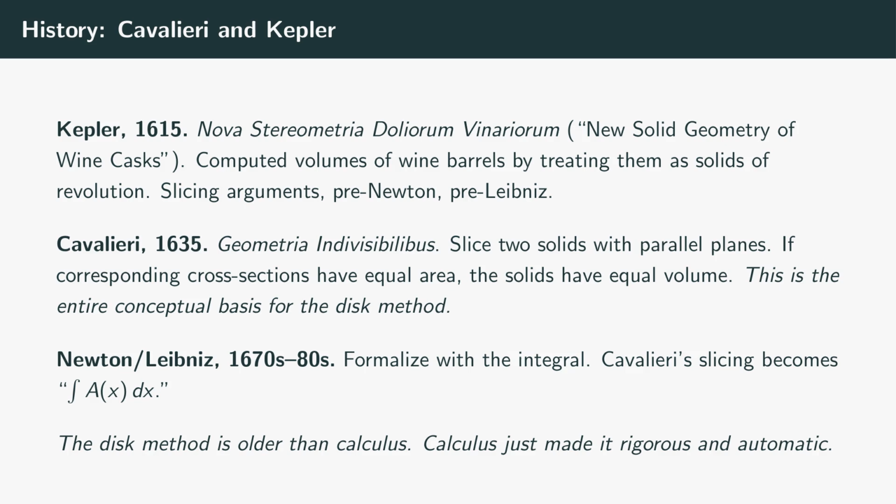Cross-sections determine volume. The integral symbol, the integral of A of x dx that Newton and Leibniz introduced in the next generation, just made the summing of the slices argument rigorous and automatic. So when we write the integral from a to b of pi times f of x squared dx, we are using a notation that's 400 years old in idea and 350 years old in symbol. The idea was there before the machinery.